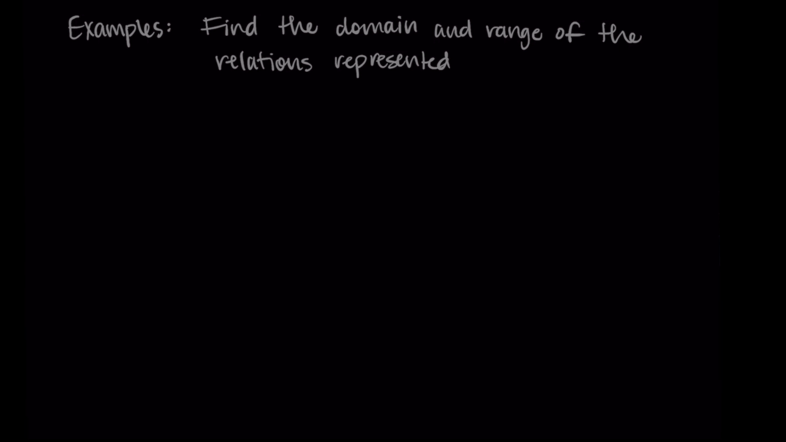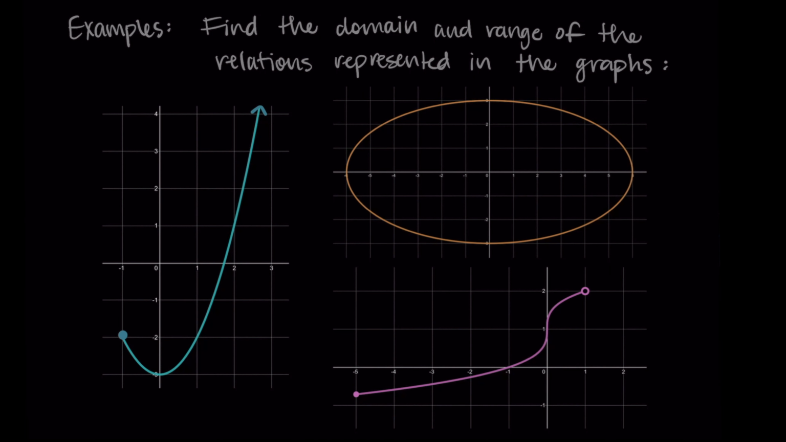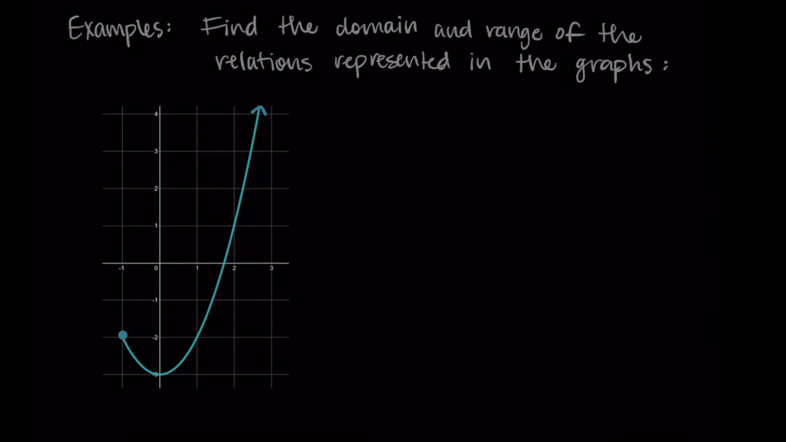Let's find the domain and range of the relations represented in the following graphs. So I'm going to have 3 graphs for us here, and we'll just do one at a time. So looking at the first graph, let's find the domain and the range. Just as a note before we get started, you'll see that this is a function since it does pass the vertical line test. Every input has only one output.